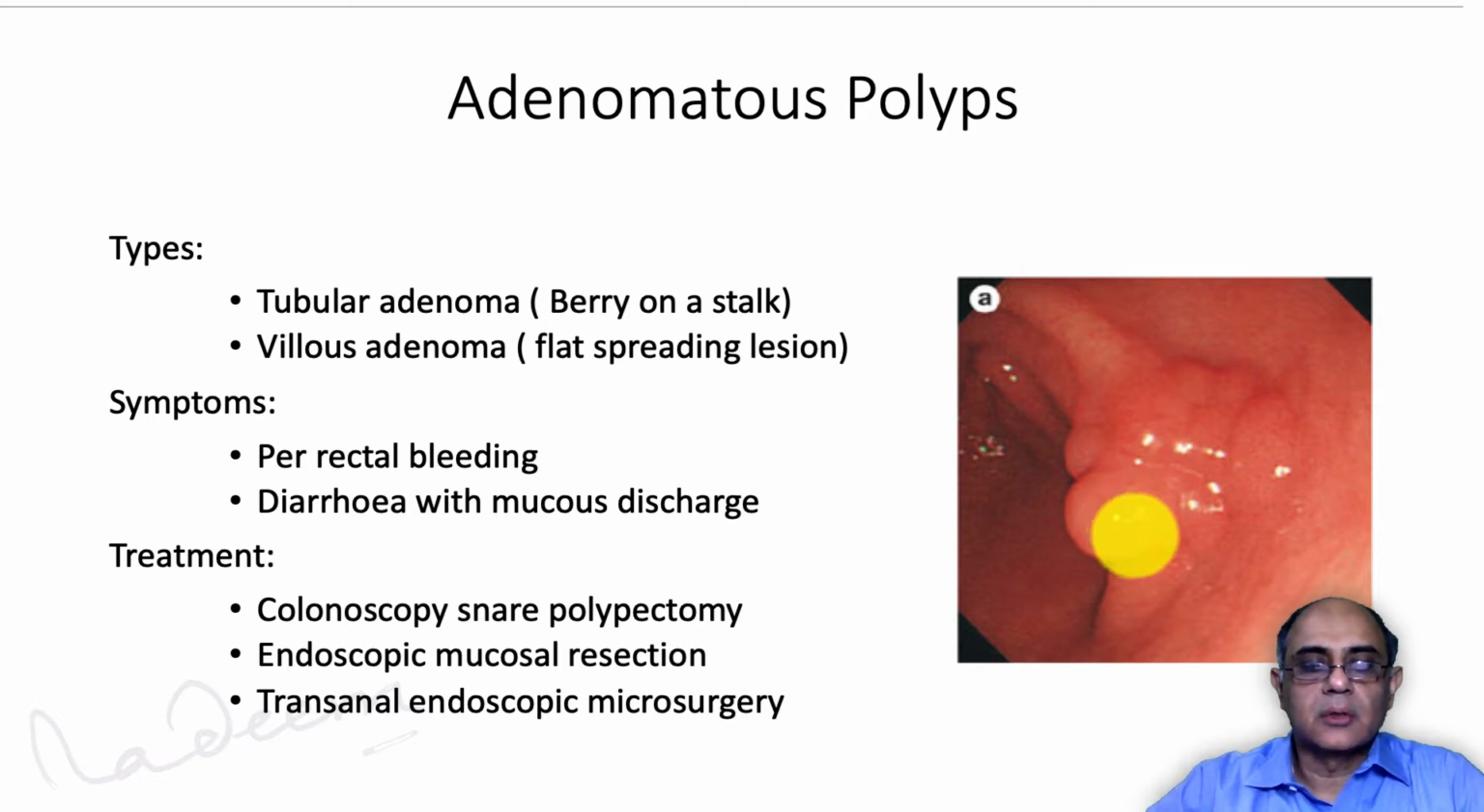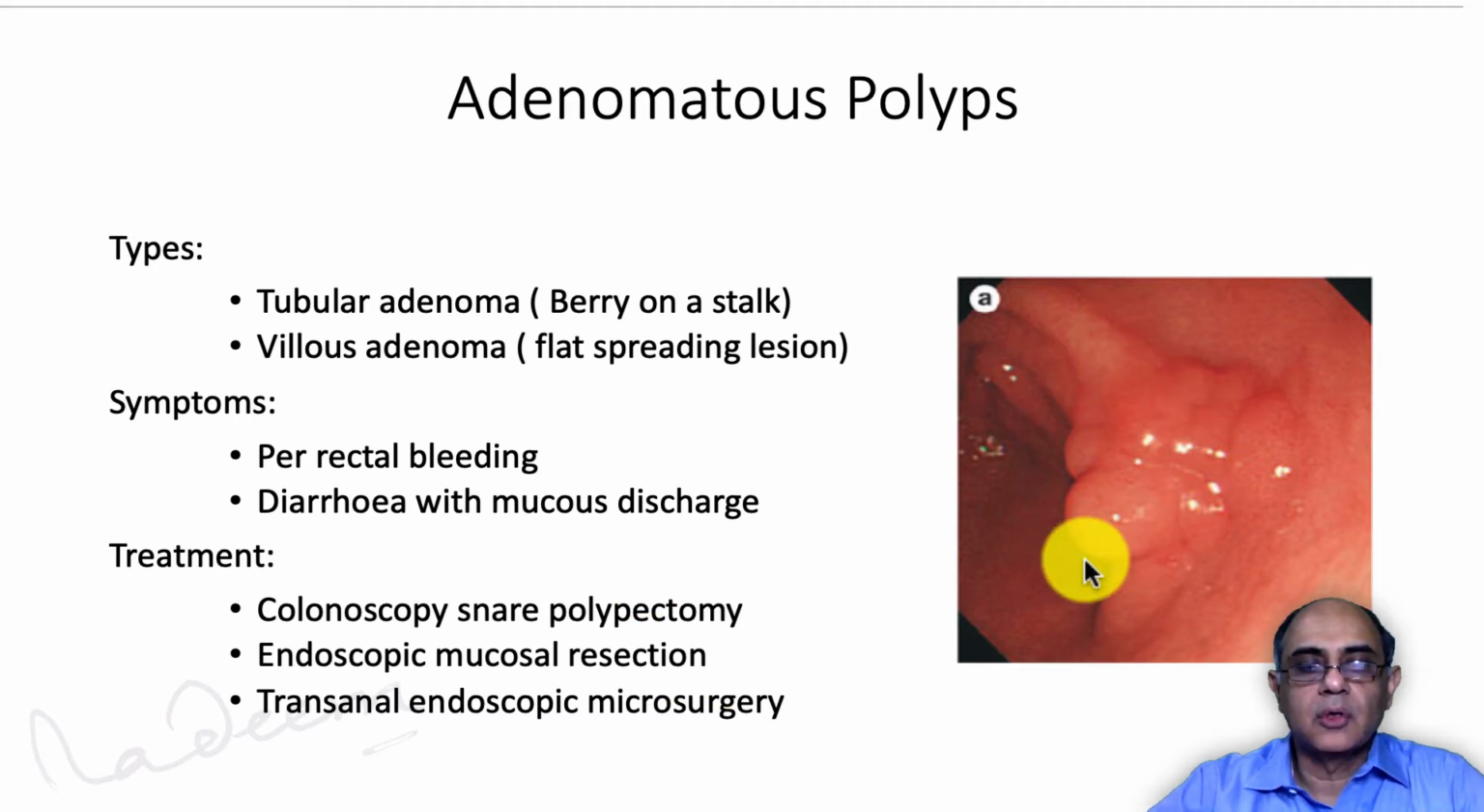You can use a colonoscope. If the polyps are very small, you can use a snare. For a flattened, broadened lesion, you can use endoscopic mucosal resection. This can be done by colonoscopy. And if there are very large lesions, then you have to do a surgery from the anal canal, which is called transanal endoscopic microsurgery. The other name is TEMS. So you can use this, and you have to take a biopsy.